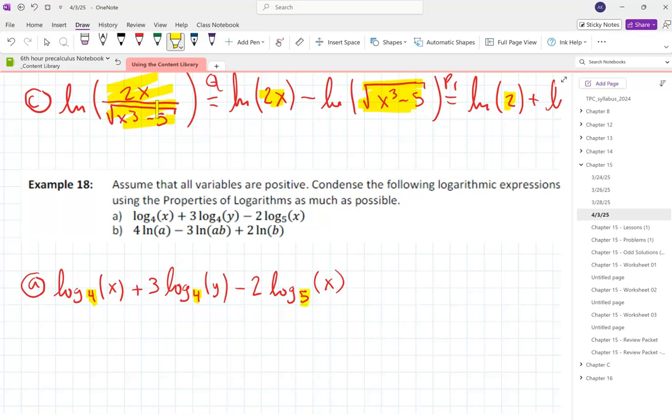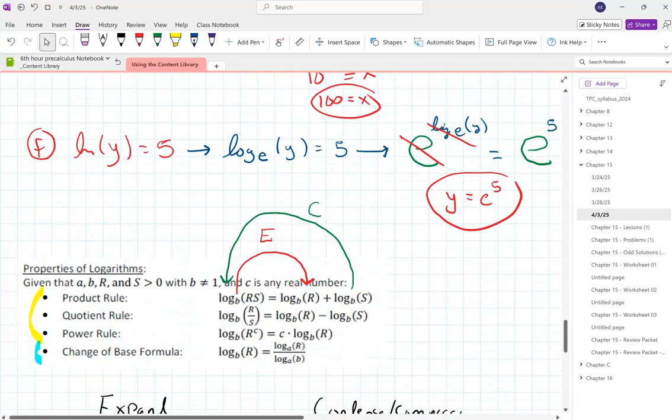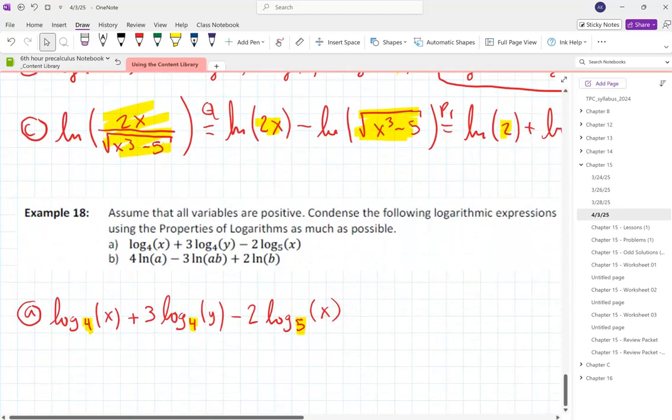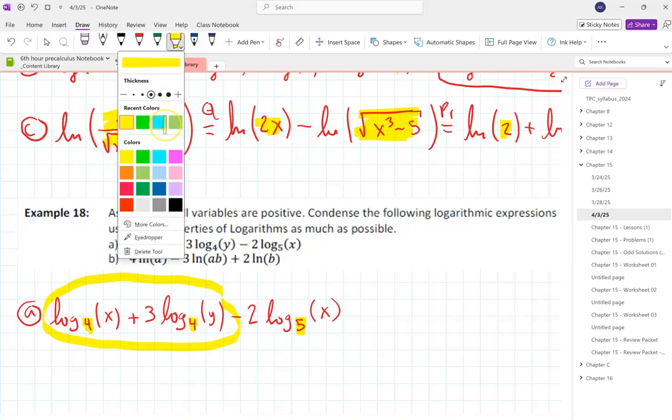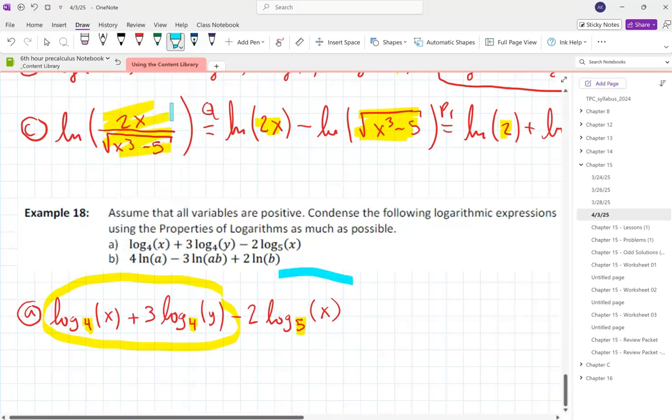Are all the bases for the logarithms the same? No. So notice when we looked at our properties, the bases have to be the same in order to use the property. So I'm really going to treat this now as two separate problems. I'm going to treat it as like the base 4 problem and then the base 5 problem. Because those two are not going to be able to go together. It's like two separate problems. Everybody okay?